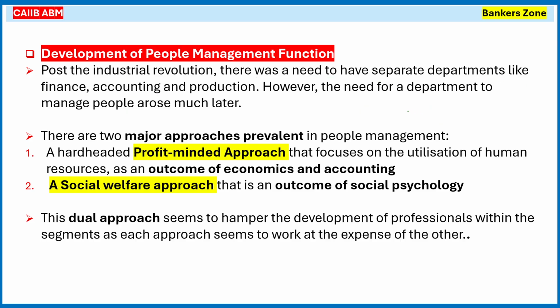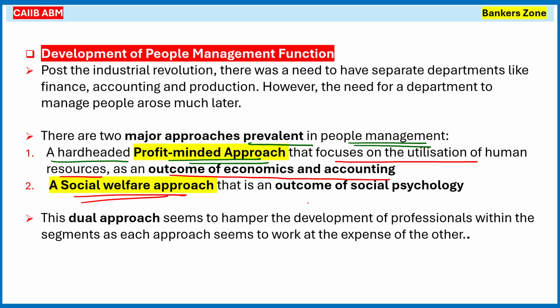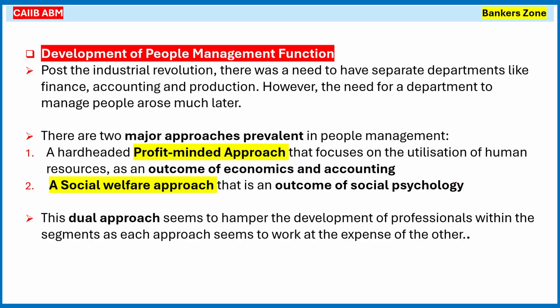So there are two major approaches prevalent in people management. First is the hard-headed, profit-minded approach, which focuses on the utilization of human resources as an outcome of economics and accounting. And second is the social welfare approach, which is an outcome of social psychology. Now see, there are two approaches for managing the people. First is profit-minded and second is social welfare.